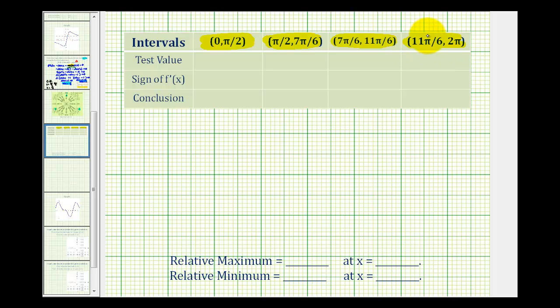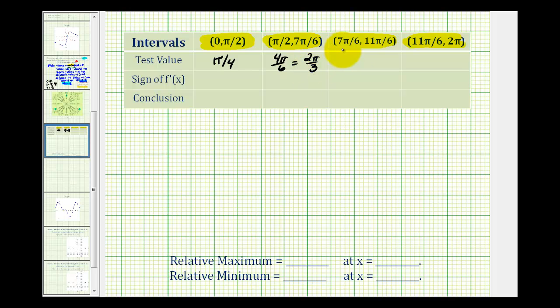So now we're going to determine the sign of the first derivative in each of these intervals, and that'll tell us whether the function is increasing or decreasing in the interval, and then from that information we can determine any relative extrema. So let's see if we can determine a test value within each of these intervals. Some value between 0 and pi over 2, how about pi over 4? Some value between pi over 2 and 7 pi over 6. Well, this would be 3 pi over 6, so let's try 4 pi over 6, which would be 2 pi over 3.